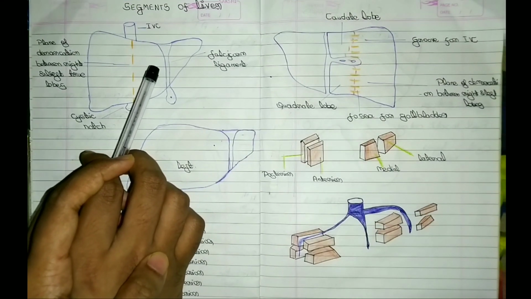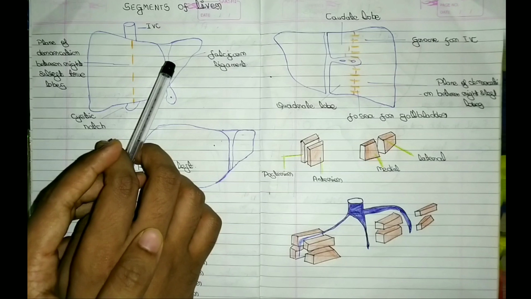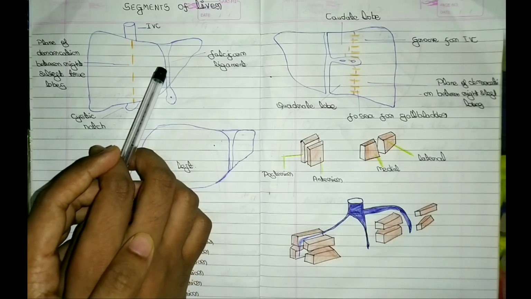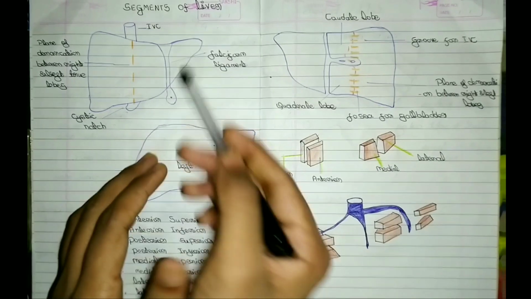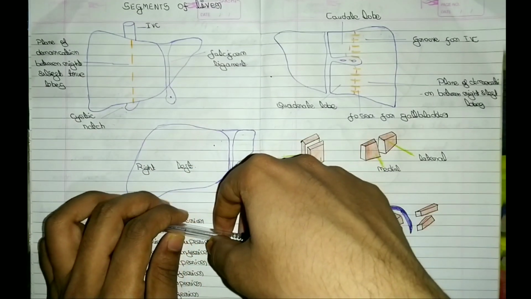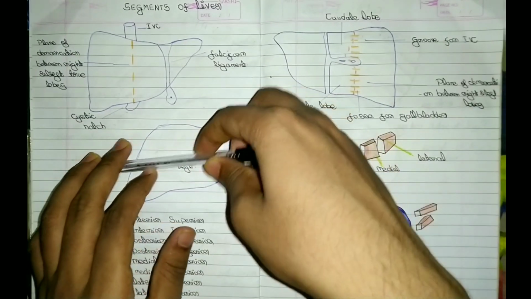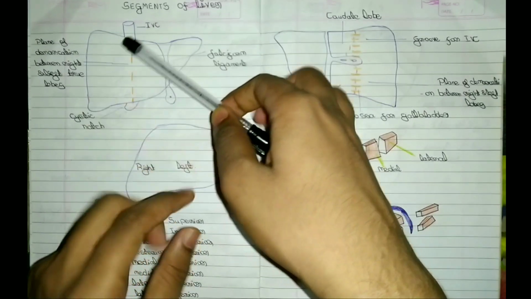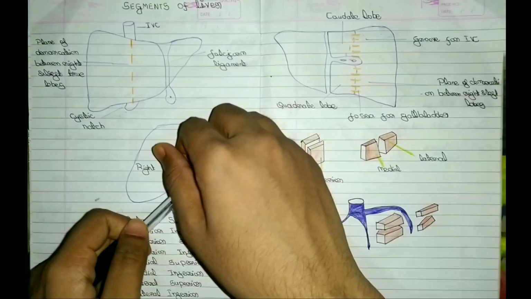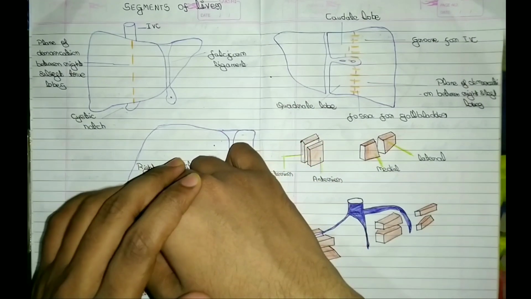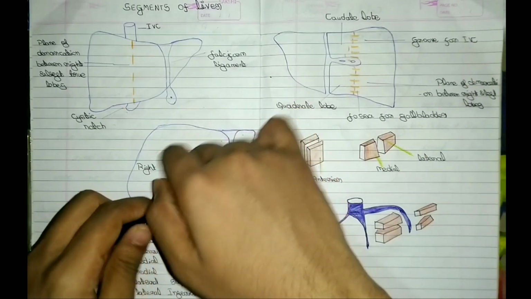Segments of liver are not well defined as in the case of bronchopulmonary segments. Before studying segments of liver, we'll study lobes of liver. There are two kinds of lobes: anatomical lobe and physiological lobe. Anatomically, there are 4 lobes. Physiologically, there are 2 lobes.